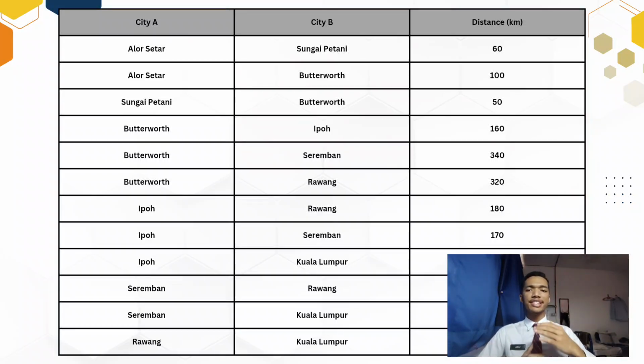It was compiled from historical data and verified for accuracy. So understanding these distances is essential because every heuristic method we discuss will use this data to calculate and compare different routes. So please take a moment to look at the table. If you have any question about how these distances were determined, please feel free to ask now.